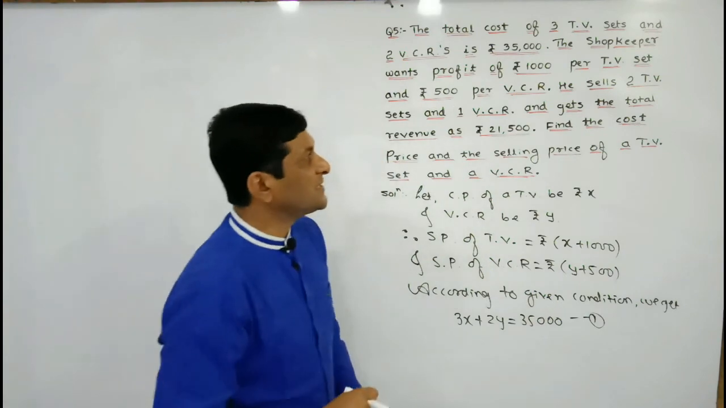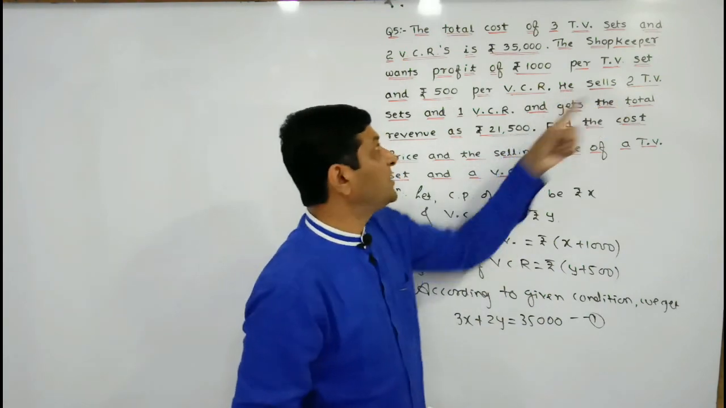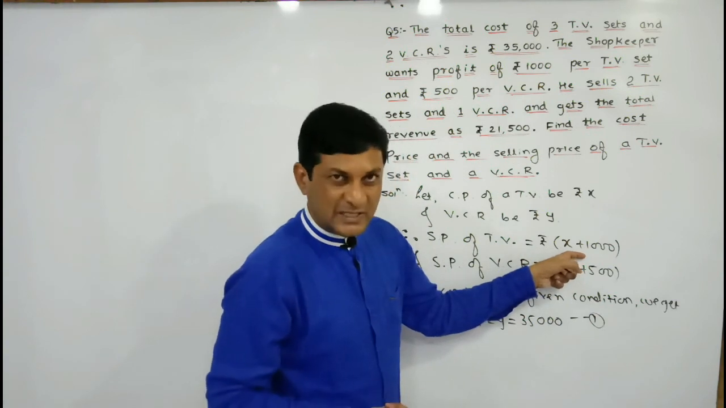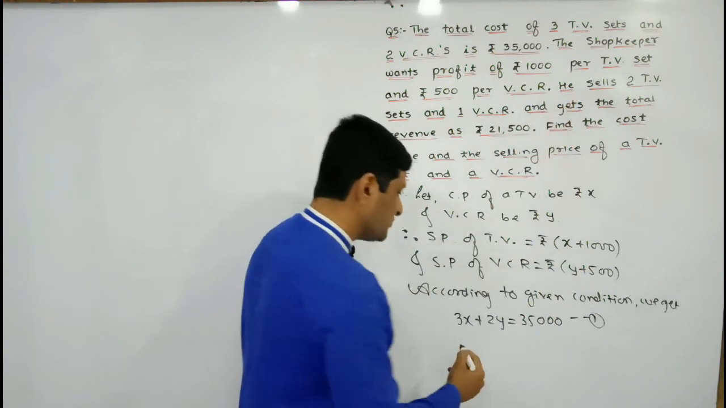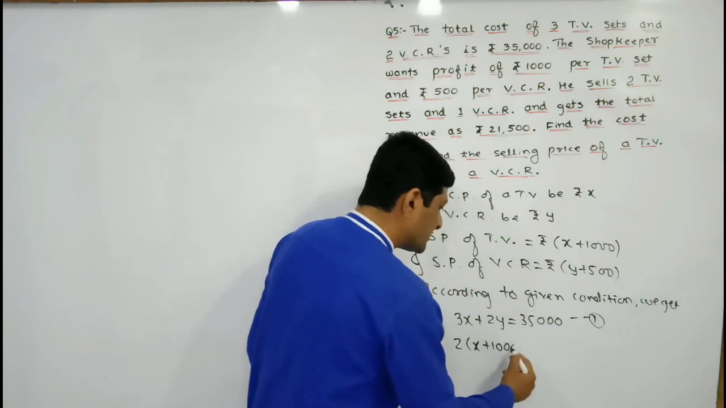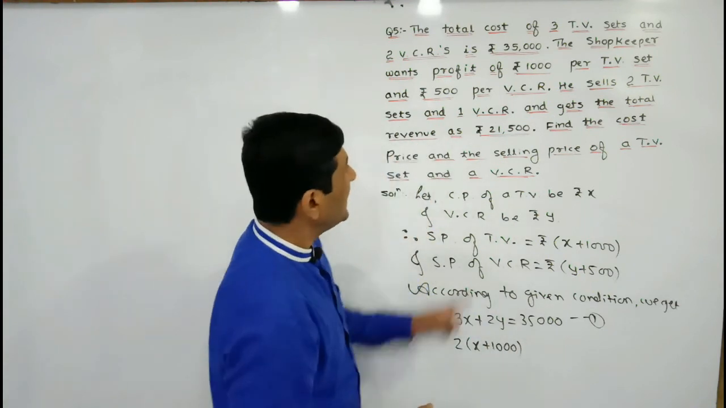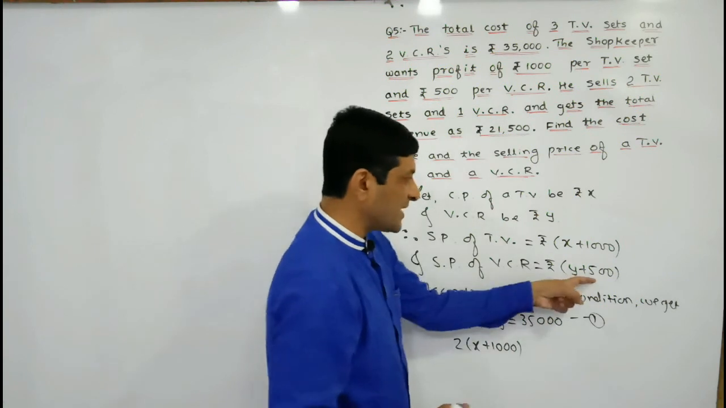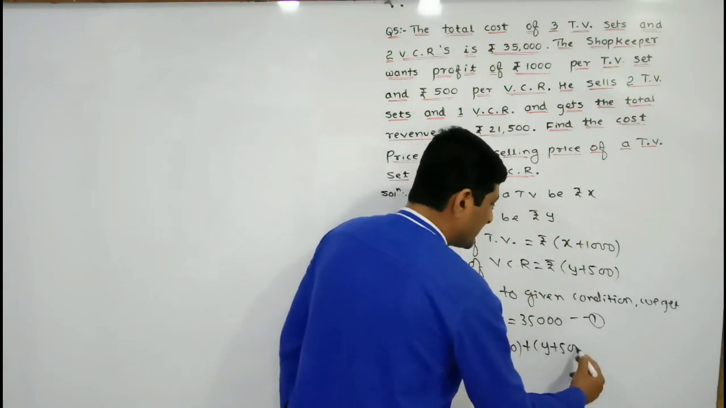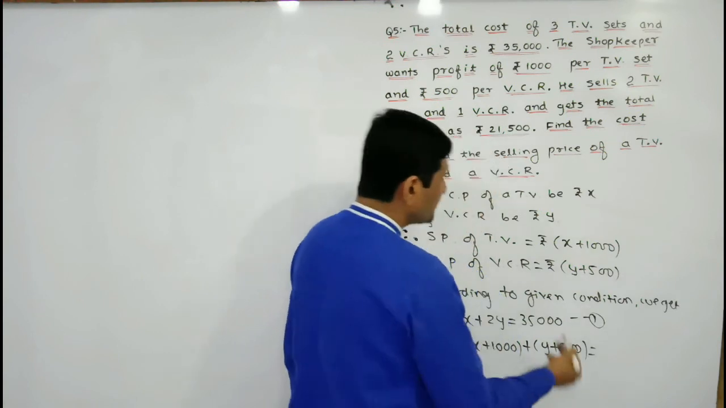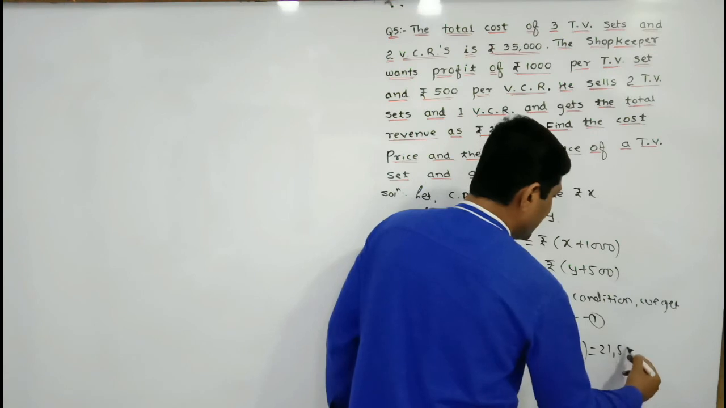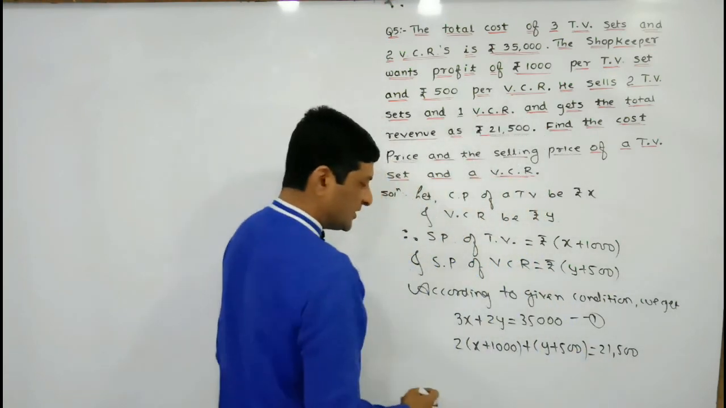Now we are using the second condition. He sells 2 TVs. What is the selling price of one TV? X plus 1000. So selling price of 2 TVs will be equal to 2 into X plus 1000. So this is the selling price of 2 TVs and 1 VCR. What is the selling price of 1 VCR? That will be equal to Y plus 500. And the sum of these two values is given to us as 21,500.